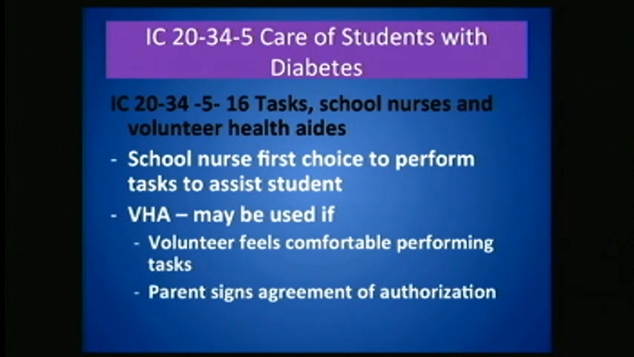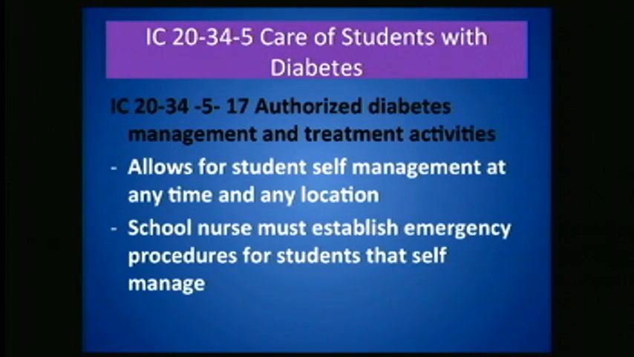This diabetes law acknowledges that a school nurse would be the first choice to perform the health tasks needed to care for a student with diabetes, but that a volunteer health aide may be used if the person volunteers and is comfortable performing these tasks. The law also states that the parent must agree to having the volunteer health aide provide these healthcare tasks for their child. The law allows the student to self-manage and requires the school nurse to establish emergency procedures for the student, even if the students are self-managing. They do not need a full health care plan because the student actually does all of their own care, but the school is still required to have an emergency procedure in place in case the student is having difficulty.